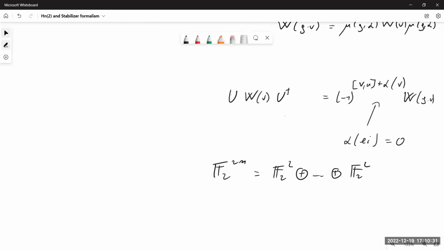And then with this decomposition, you have that W of VZ, VX is just factorizing as a tensor product. So W of VZ1, VX1, tensor product all the others. And these are single qubit operators.